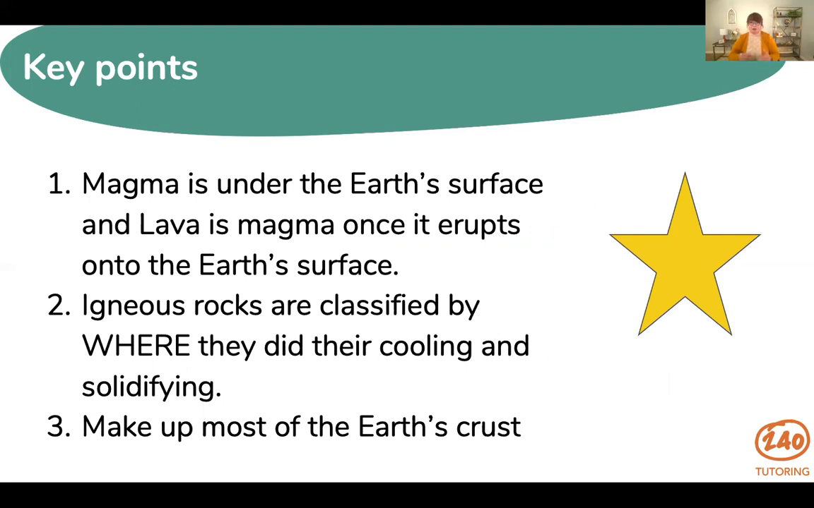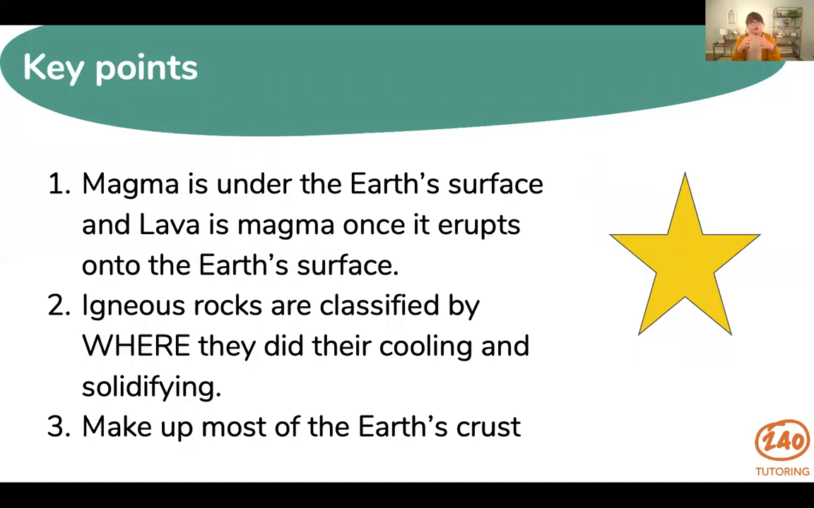Now, some key points to remember about igneous rocks. Magma and lava are very similar. We call it magma when it's deep beneath the Earth's surface. And once it's out above the Earth's surface, we call it lava. So magma, once it erupts onto the surface, is then called lava.